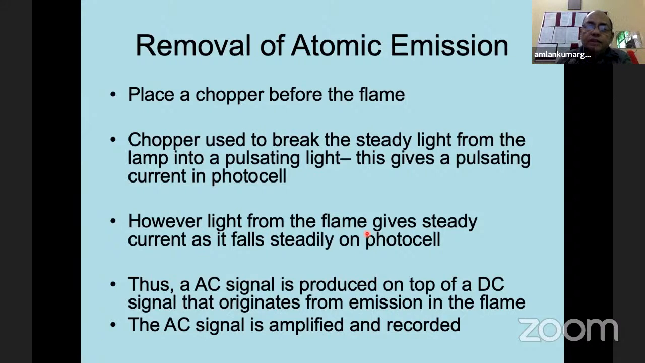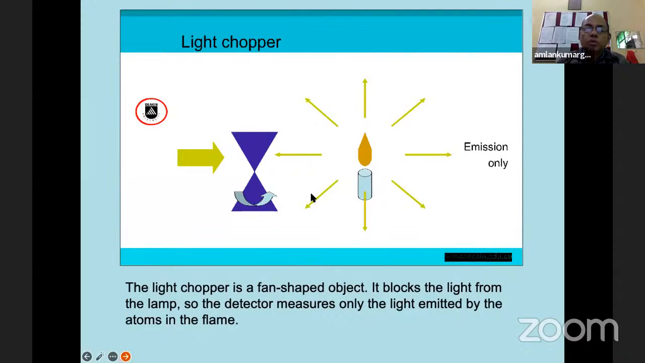However, light from the flame gives a steady current as it falls steadily on the photocell. Where there is a steady current, you will get a DC type of signal. Where there is pulsating current, we get a pulsating type of signal. So we subtract the DC from the AC current and record the output. In this way, we can get rid of atomic emission. So this is how a chopper works.